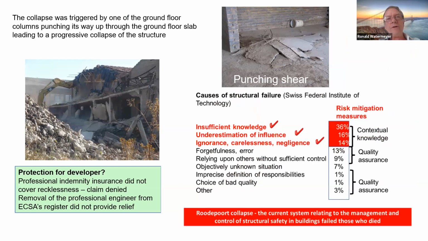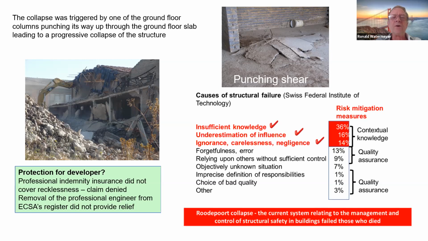The collapse was triggered by one of the ground floor columns punching its way through the ground floor slab, and a progressive collapse occurred. In fact, it was so bad that when Tony Amo was appointed by the department to oversee its demolishing, you can see the backactor that came along on the end and just tapped the building on the one side, and it collapsed in 3 seconds flat. So there's no protection here for the public. The protection for the developer, professional indemnity, didn't cover recklessness, so the claim was denied. They removed the engineer from the register, but it didn't provide relief to anyone.